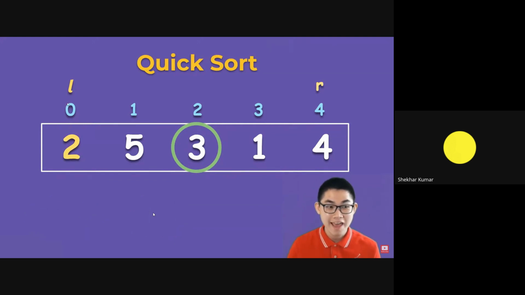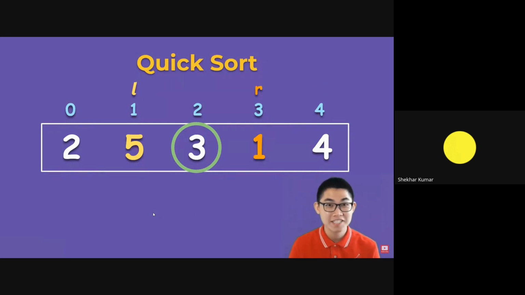So the player L will find us a number that is larger than or equal to the pivot. Let's see. No? Yes, because 5 is larger than the pivot. Now, R will find us a number that is either smaller than or equal to the pivot. So 4 is not smaller or equal to the pivot. So let's take a look at 1. And yes, it is. 1 is smaller than 3.